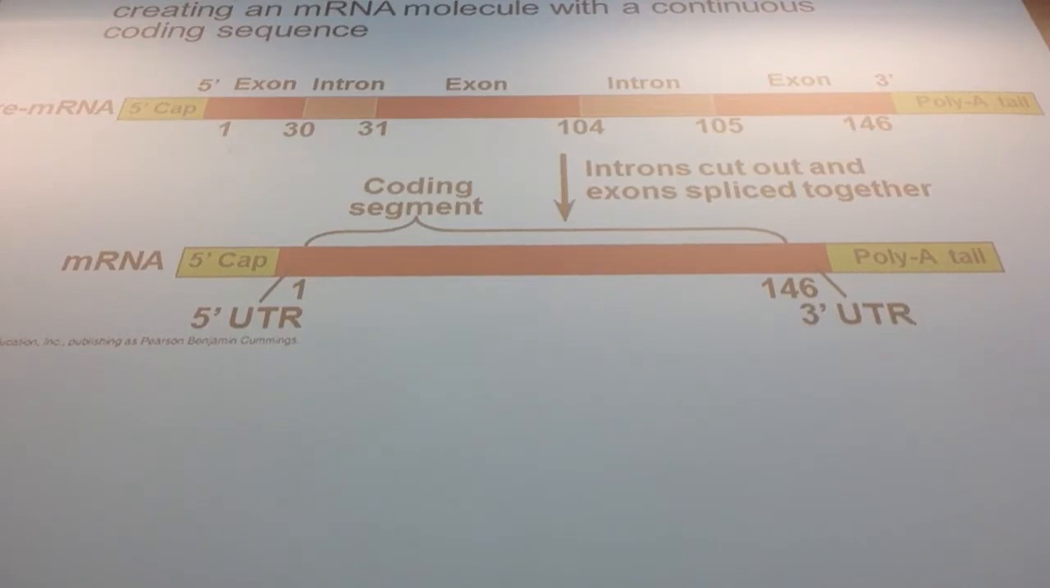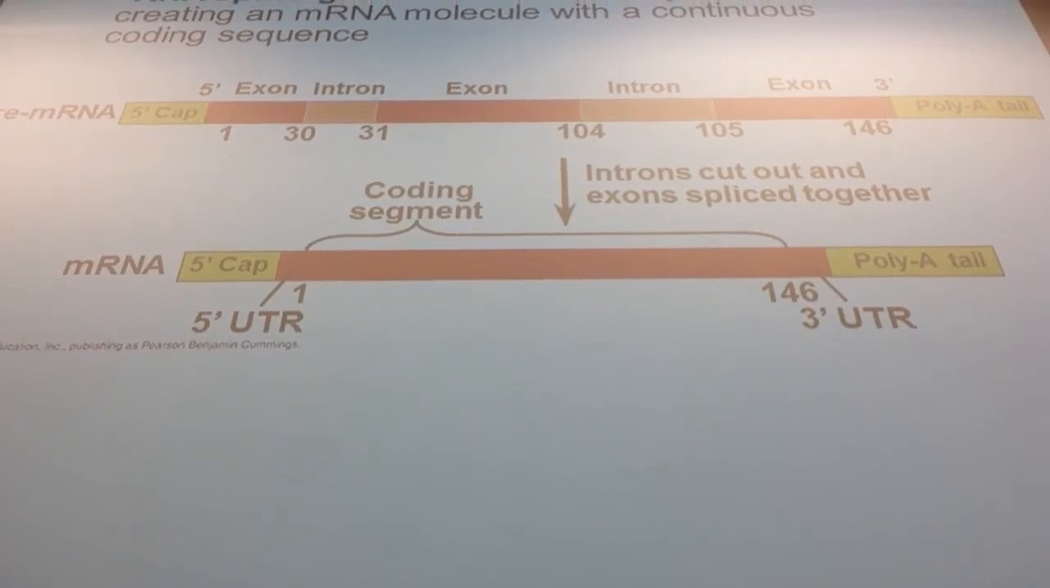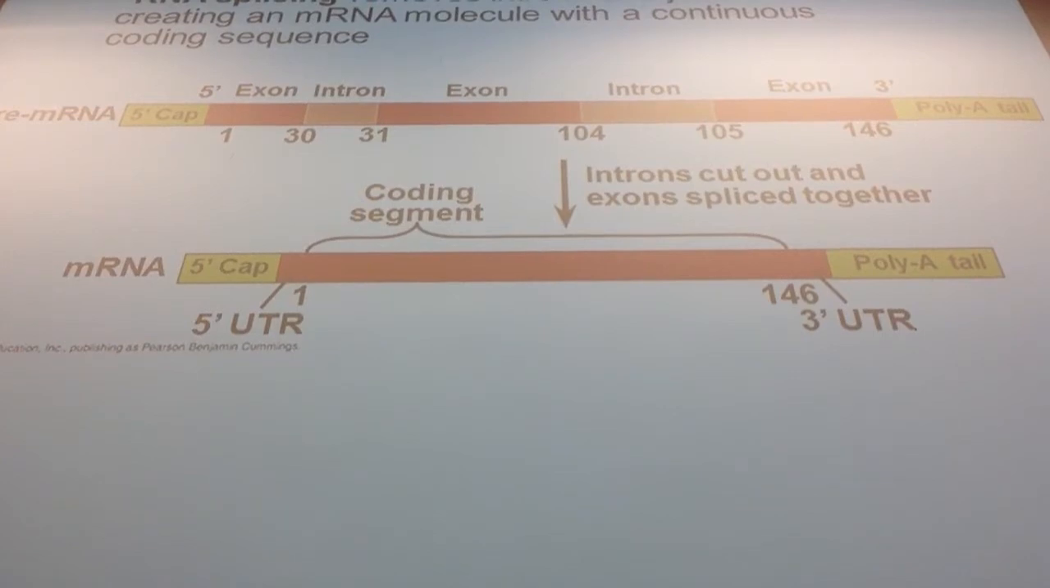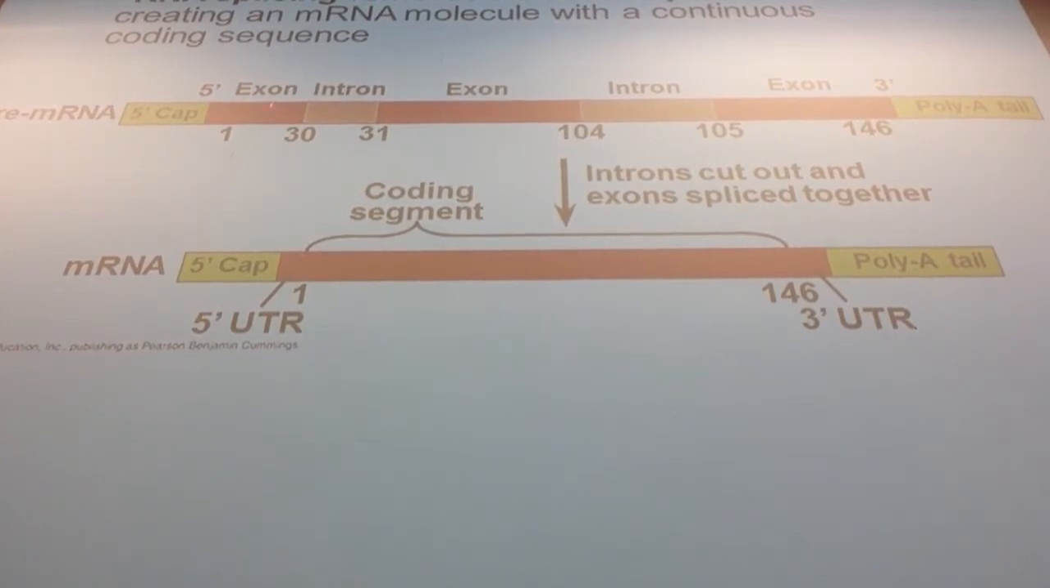In terms of alternative RNA splicing, either 5' or 3' splice sites can actually be found within the exon. We call these alternative 5' splice sites or cryptic splice sites. Probably alternative splice site is easier for you to remember. So you can have alternative 5' or 3' splice sites within the exons.